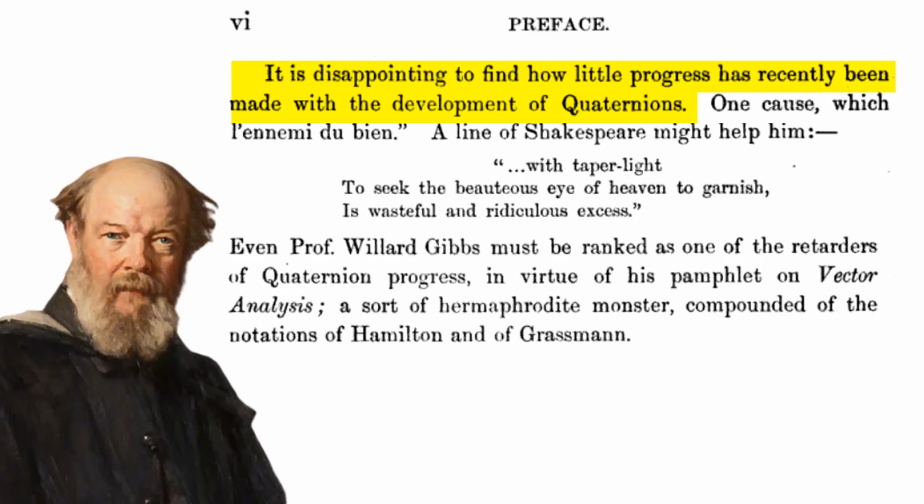In the introduction to Tait's book, Tait basically snapped and wrote, "It is disappointing to find how little progress has recently been made with the development of quaternions, and that even Professor Willard Gibbs must be ranked as one of the retarders of quaternion progress in virtue of his pamphlet on vector analysis, a sort of hermaphrodite monster composed of the notations of Hamilton and of Grassmann."